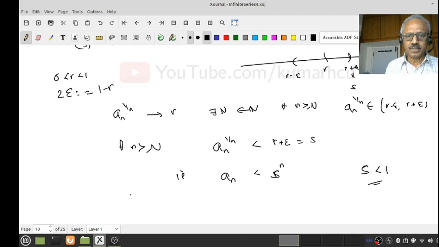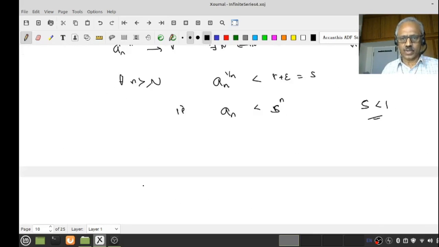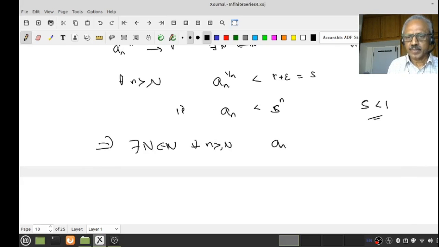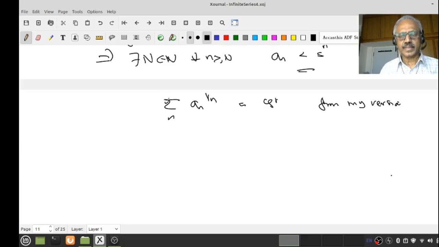So what have I shown? If the limit of a_n to the power 1/n exists as r, and r is less than 1, there exists s less than 1 and a natural number N so that for all n greater than or equal to N, a_n is less than s to the power n. This is exactly the earlier case where I said r, but I have just replaced it by s now. There is no difference. Do you understand that? Therefore, it follows that the series a_n is convergent by my version. We follow that.